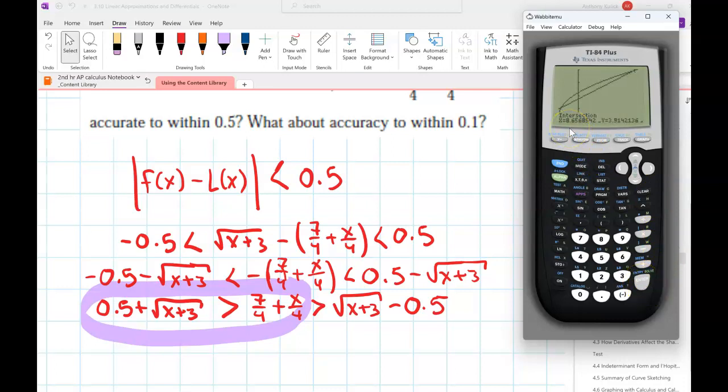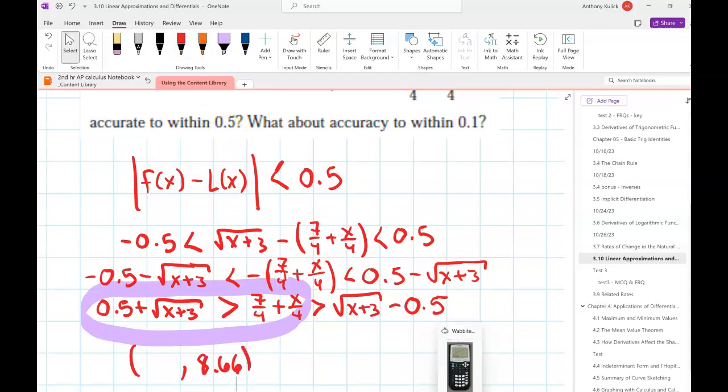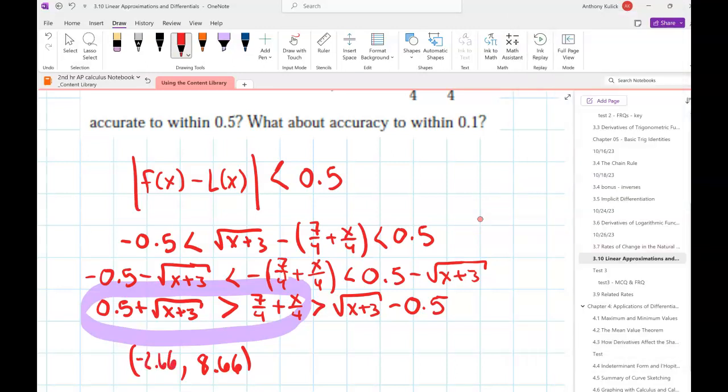So I have 0.866 maybe. And my other intersection is, yes, so I have -266 here.